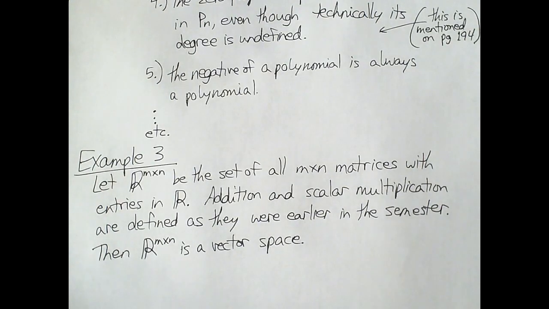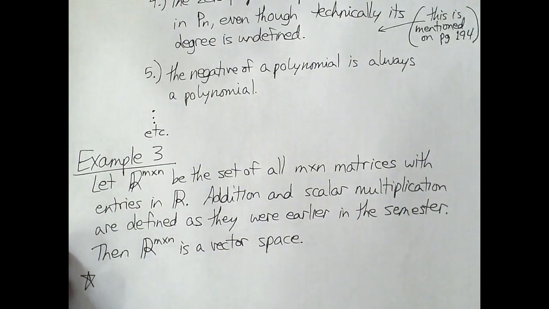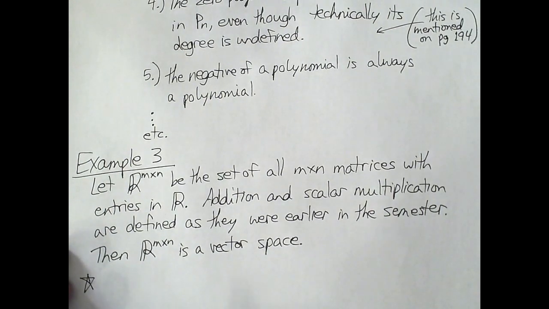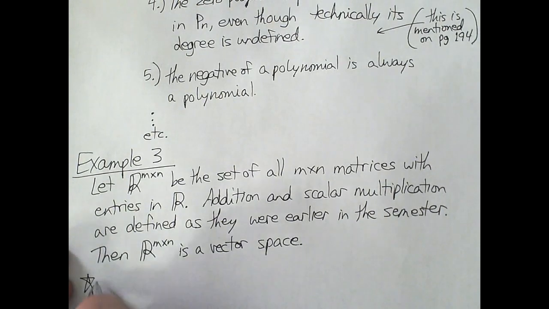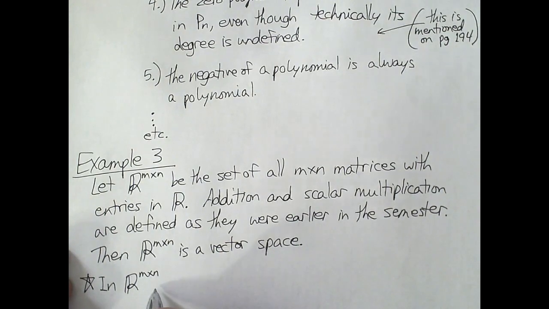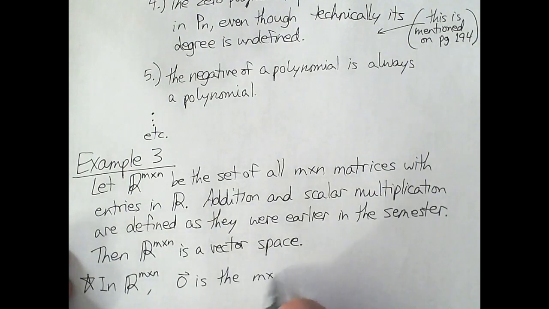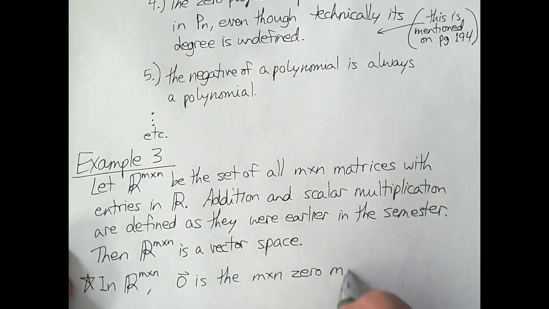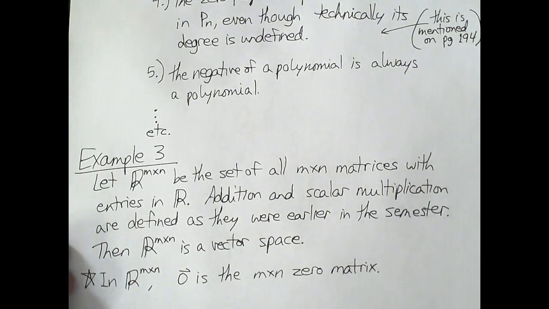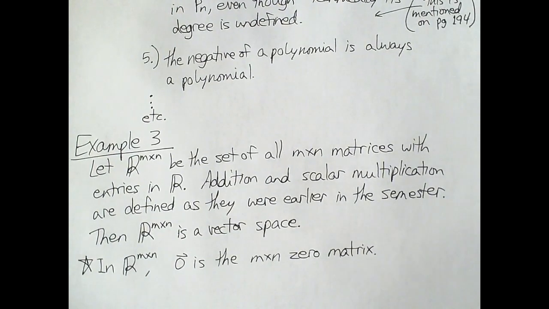What about property 4? What is the 0 vector? Is it like a column vector? No, it can't be a column vector. So for property 4, in this vector space, the 0 vector is the m by n 0 matrix. Because any element of this set has to be an m by n matrix. And this works because if you add this 0 matrix to any other matrix, it's just like adding 0. It doesn't change it, right?